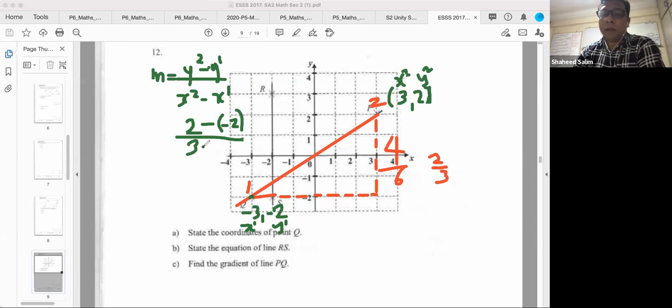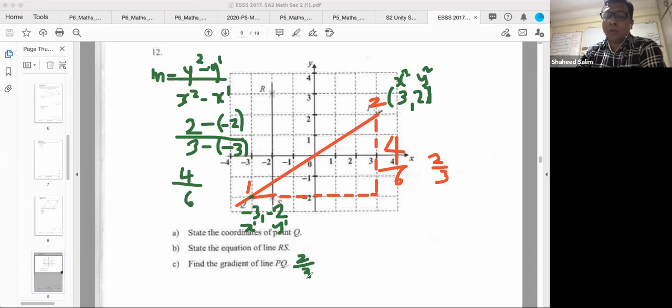Minus x1, minus 3. So minus becomes plus. 2 plus 2 is 4. Minus becomes plus, 3 plus 3 is 6. Same thing, 4 over 6. You reduce, get 2/3. So the gradient is 2/3.